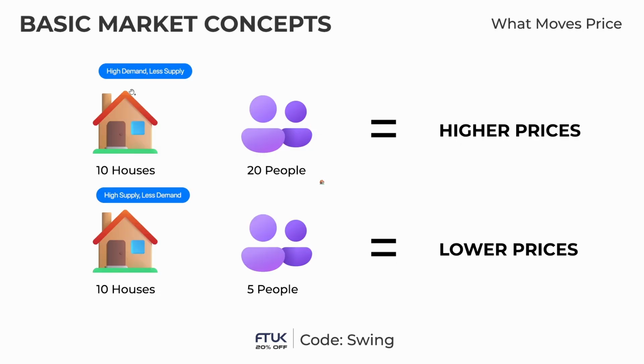Here's a real life example. Let's say you have 10 houses and 20 people want them. So high demand and less supply, right? High demand and less supply. And then we have another case where the houses are more, but the demand is less. So what's going to happen? In the first case, price is going to go higher. And in this case, prices are going to go lower. So I hope this is clear.